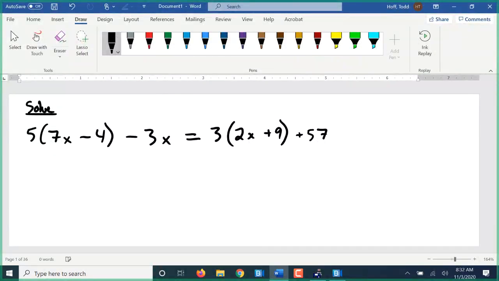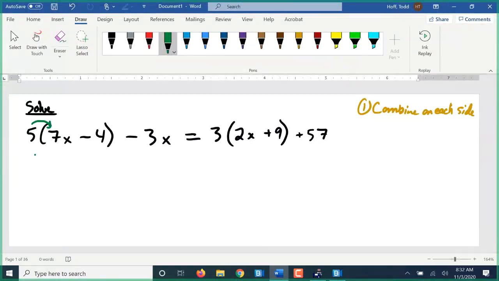And you recall there were 3 steps in solving an equation. The first step is to combine on each side. So here we'll start on the left side. Nothing to do inside the parentheses, so we'll multiply by the 5.